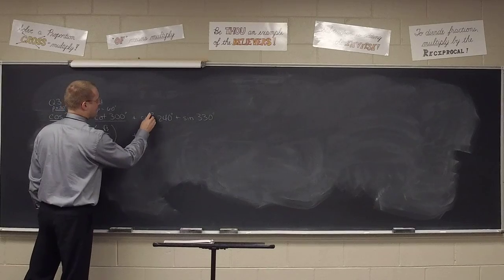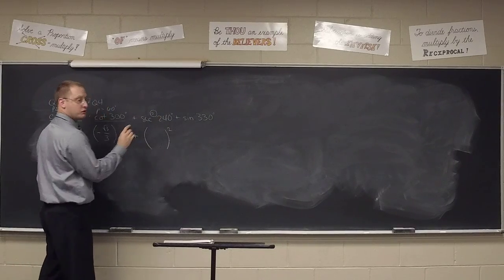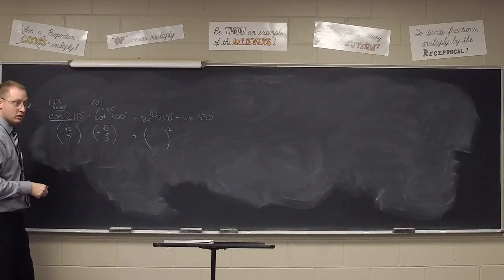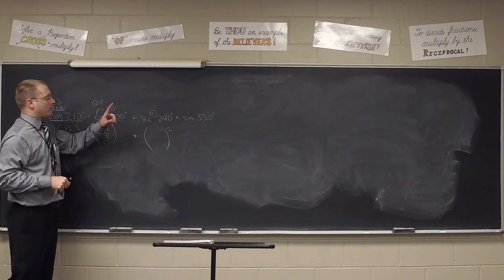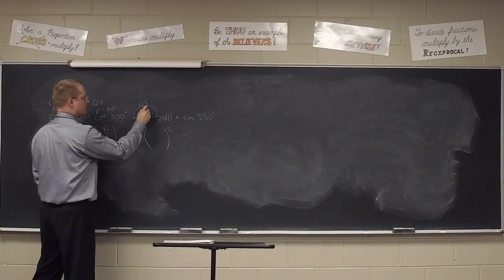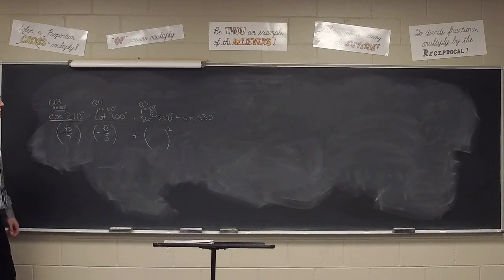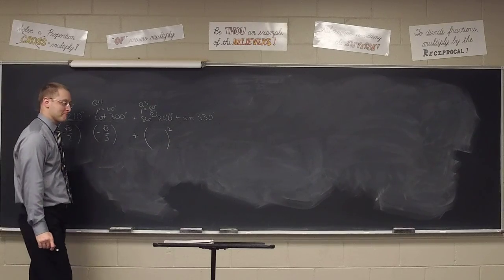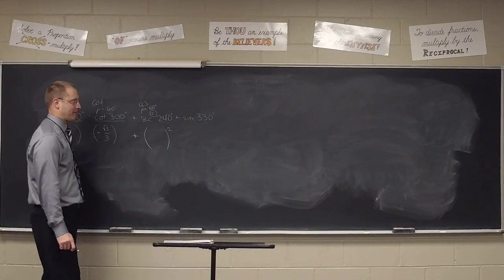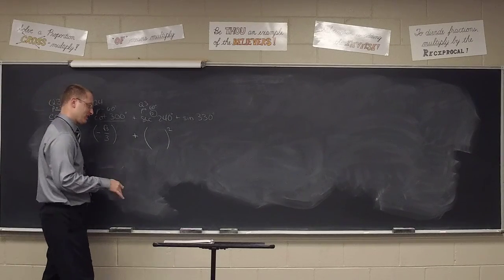Plus, now we come down, this is secant squared. Let's hold off on the squared for now. Let's just find the secant of 240, then we'll square it. Quadrant 3, reference angle 60. 60 degrees away from the 180. And what is the secant of 60? It's hypotenuse over adjacent.